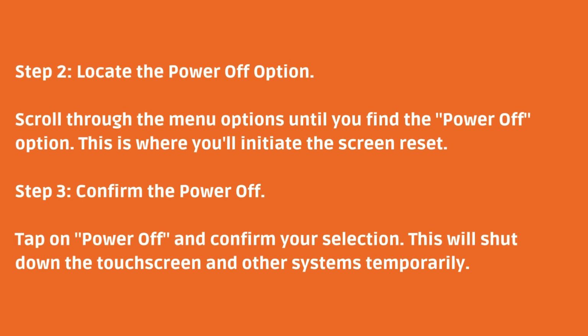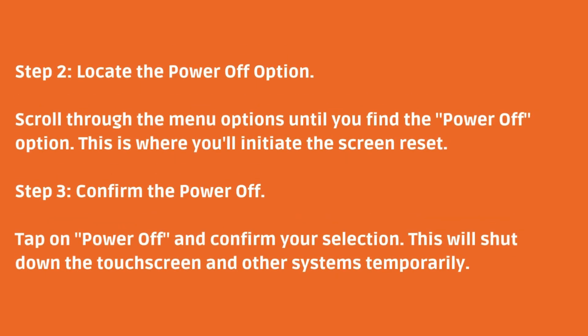Step 2. Locate the power off option. Scroll through the menu options until you find the power off option. This is where you'll initiate the screen reset. Step 3. Confirm the power off. Tap on power off and confirm your selection. This will shut down the touchscreen and other systems temporarily.